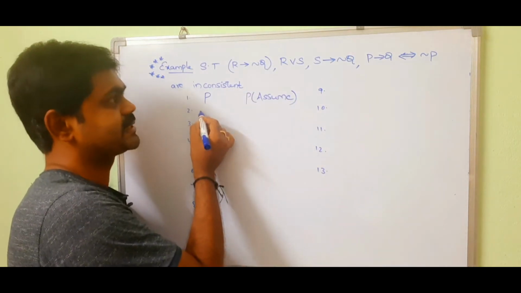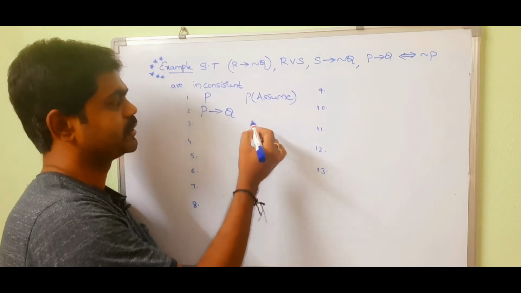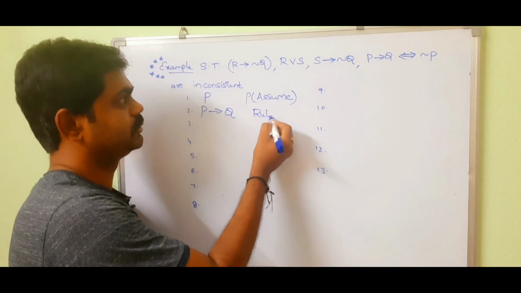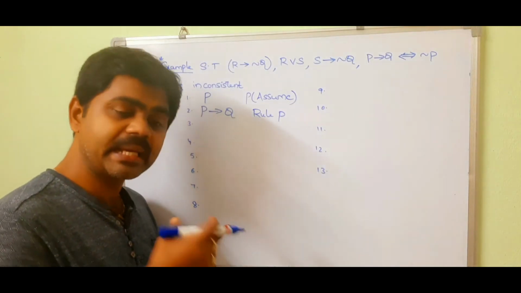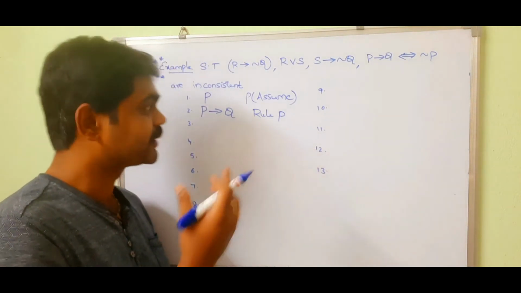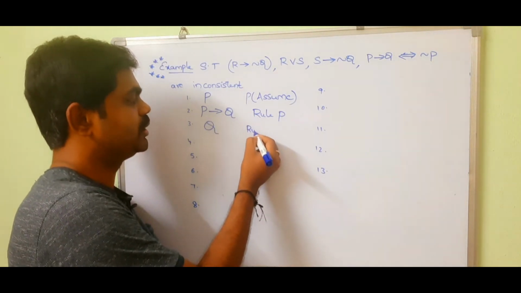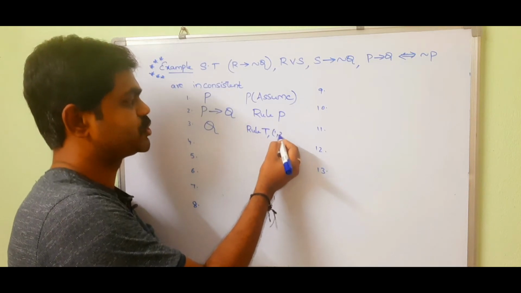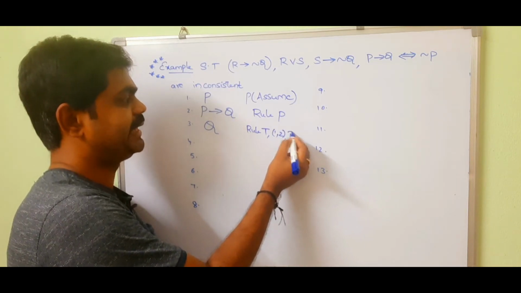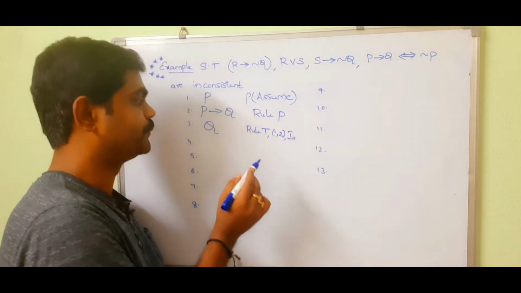Okay, so next is P implies Q. Okay, so this is rule P. So if we have P implies Q, then we get Q using rule T, 1, 2 and I11. So using I11, P implies Q, we get Q, right?